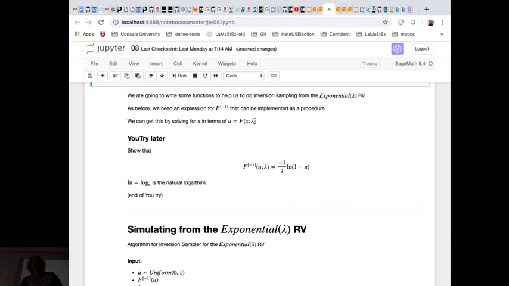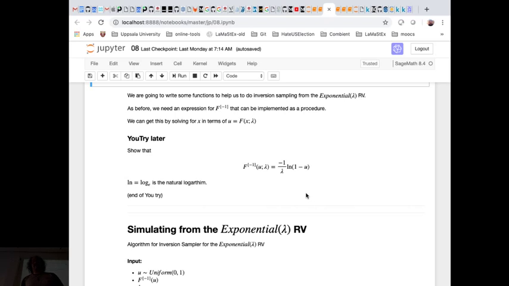So if you set u equals capital F of x with parameter lambda, and then you solve for x in terms of u, you will get the inverse, right? This kind of thing I expect you to be able to do, definitely in the exam. I might give you a random variable with some density that I cook up. I know that I can invert it because I tried it before.